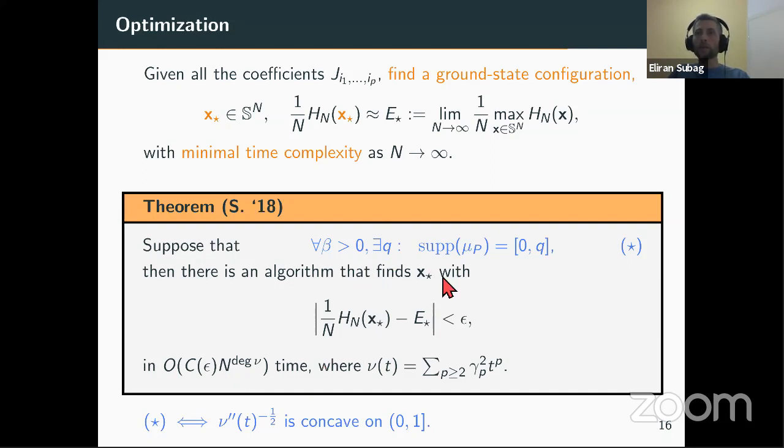I also want to comment that for the spherical models, this condition is equivalent to the following explicit condition. You just need to check whether nu double prime to the -half is a concave function on the interval 0, 1. So you can just replace this condition star by this one.